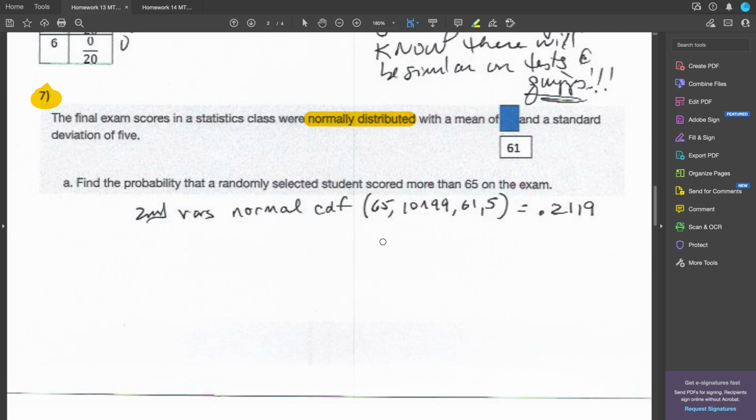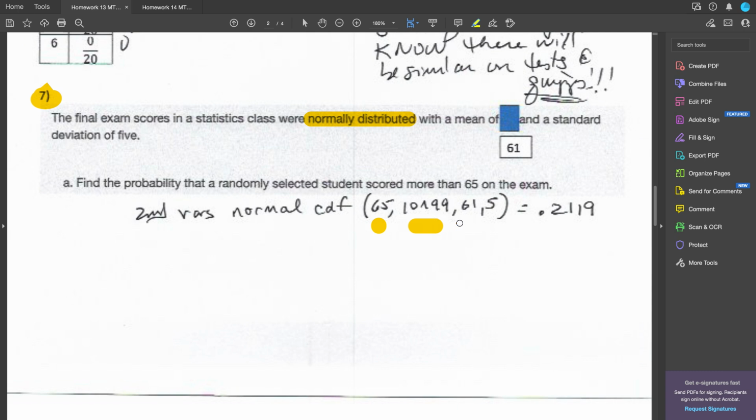Well, I didn't write this out on number 13 homework, but I did on number 14. This number here is always the lowest number. If you're scoring more than 65, the lowest number is 65. This number is always the highest number. Since the exam, theoretically, it was a statistics class, you don't know what the final score is. If you just put 10 to the 99, that's the highest score possible.